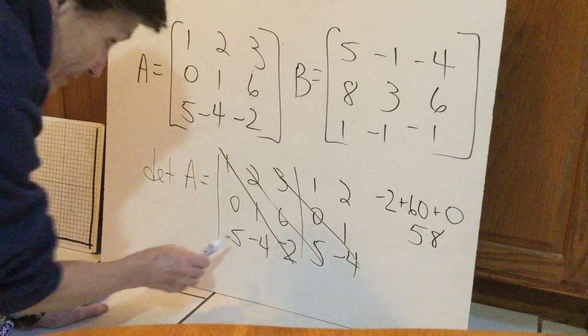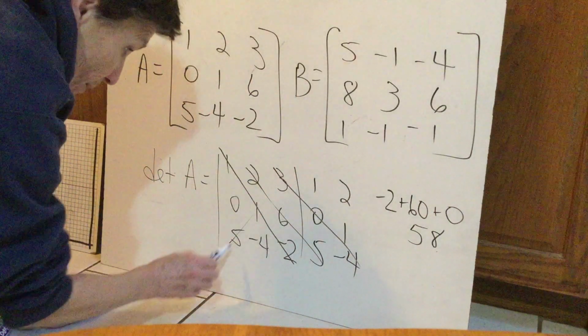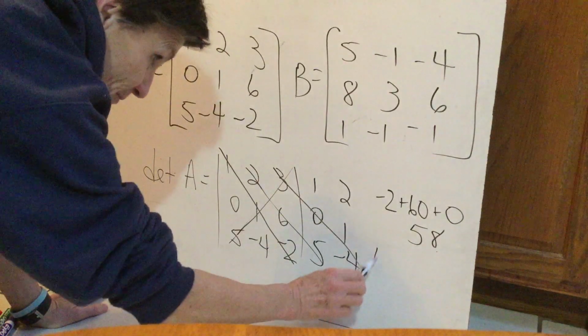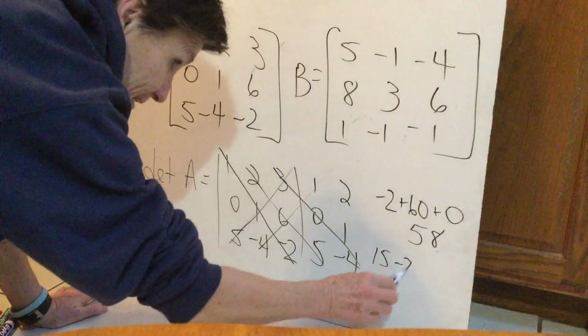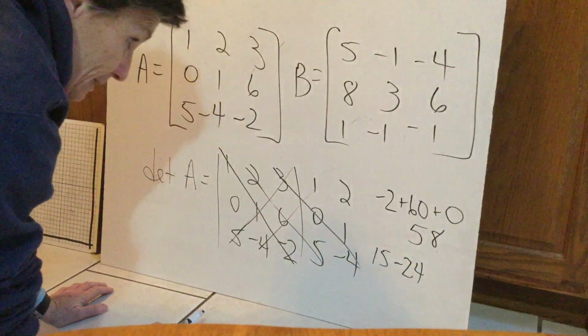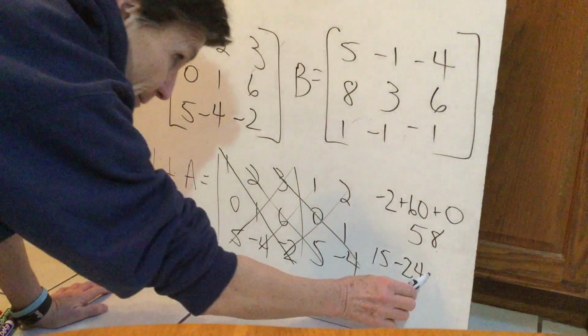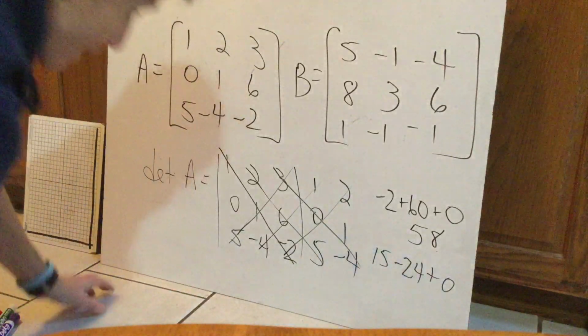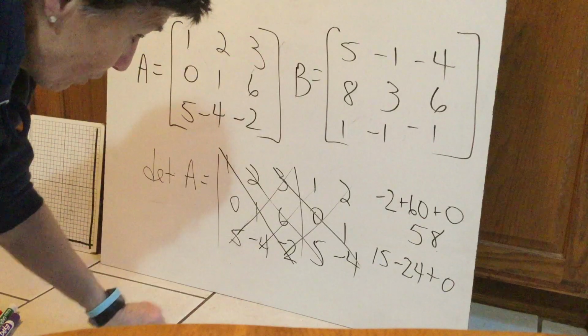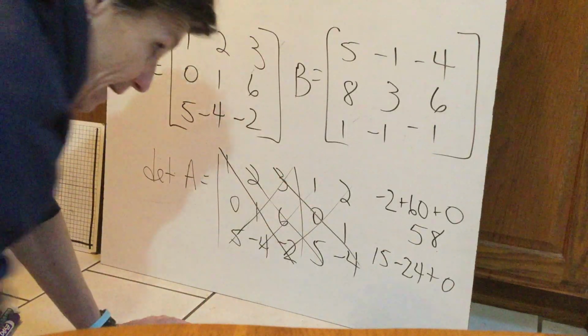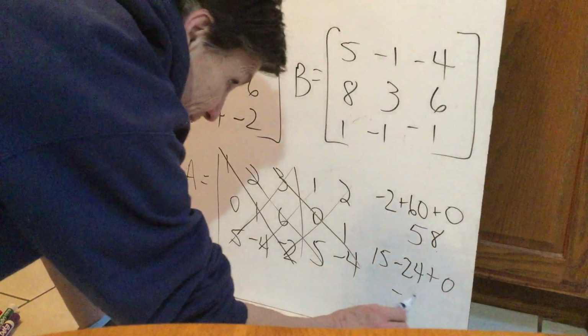Now, I'm going to do the same thing this way. So I'm going to multiply these together, and that gives me 15. I'm going to multiply these together, that gives me -24. And these, again, I get 0. Now I'm going to add those up. So I'm adding up the 15, the -24, and the 0. And that gives me a -9.